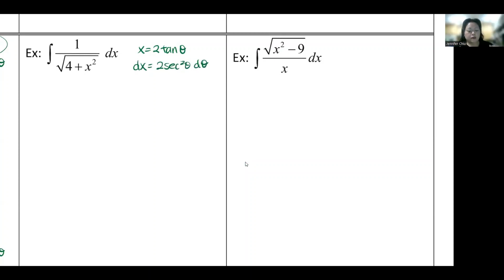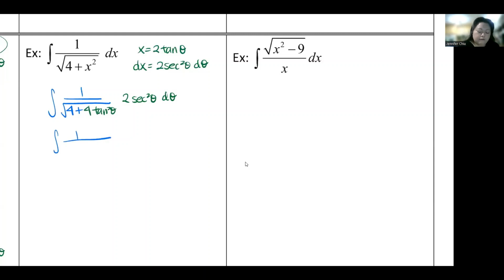Okay, so once you have the dx set up here, now I'm ready to substitute this back in, right? So this is a trig substitution. So I get 1 over 4 plus x squared. So that's 4 tangent squared theta. And then dx gets replaced by 2 secant squared theta d theta. Okay, so now you have 1 over, so that 4 plus 4 tangent squared theta is 4 times 1 plus tangent squared theta. That's 4 times secant squared theta. So if you take the square root, you get 2 secant theta, right?